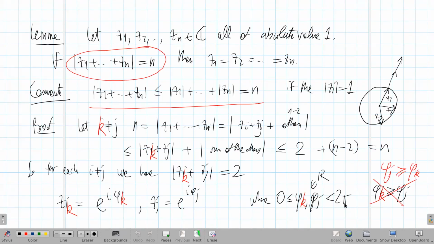So, well, sorry, I left this page too quickly. We have these two elements of absolute value 1, and I assume that the value of the angle for this is greater than or equal to the other. It's just a matter of convention. And so let's see what zj plus zk looks like.